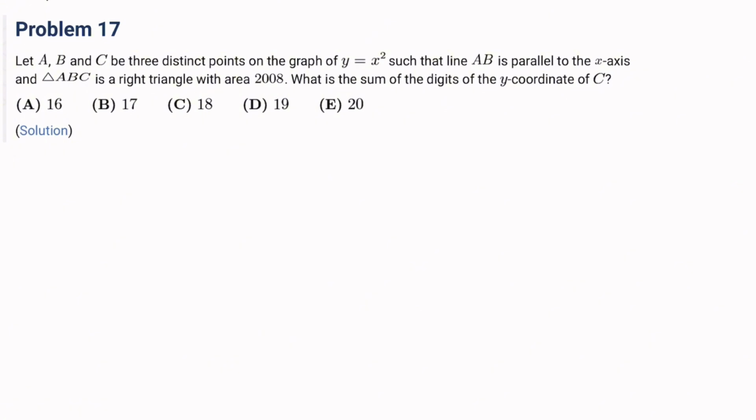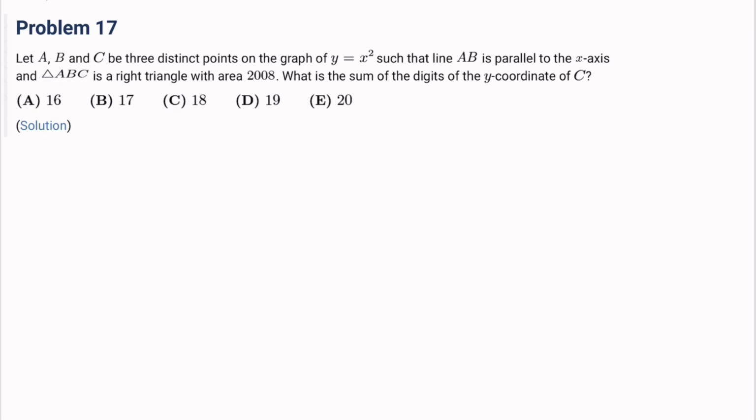Number 17, let A, B, and C be three distinct points in the graph of y equals x squared, such that the line AB is parallel to the x-axis and ABC is a right triangle with area 2008. What is the sum of the digits of the y coordinate of C?